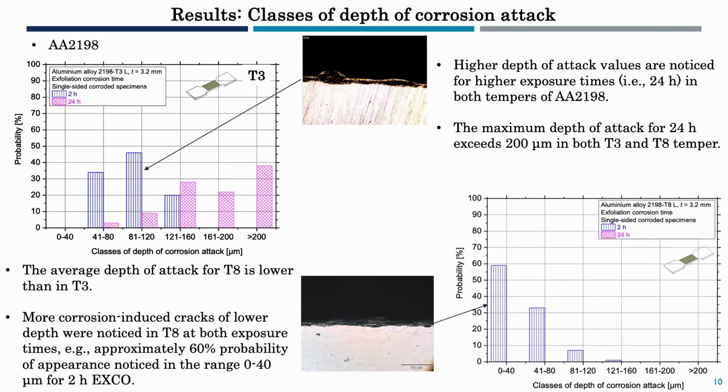We have duplicated the same things on T8. Let me remind you that T8 has a different microstructure, with more precipitates. So the probability density of the crack is different when compared to the T3 temper. And for a higher exposure time, as you can see, the peak is around 100 microns, on the contrary to the T3.